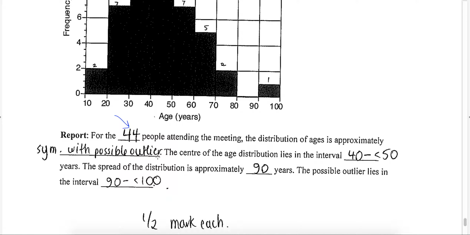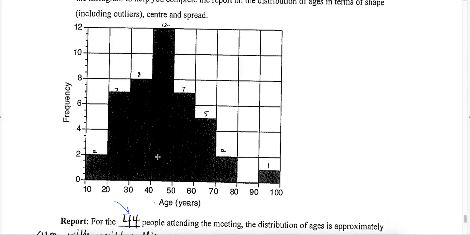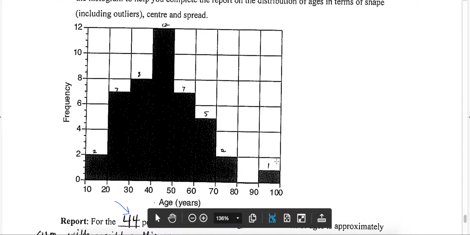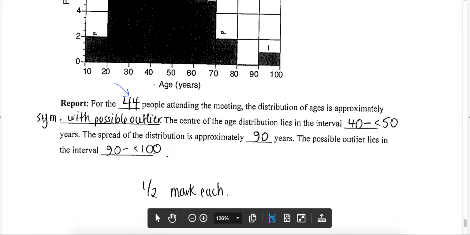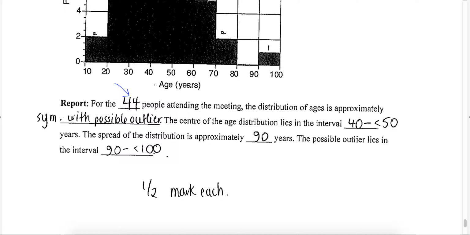The ages were approximately symmetrical. If you ignore that little possible outlier there, this is reasonably symmetrical. So I would say symmetrical with a possible outlier. Now I recognize you didn't get a lot of space here. Now the center is in this interval 40 to less than 50.